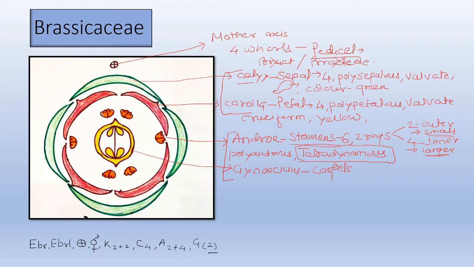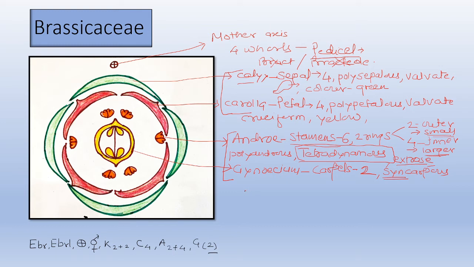Then, are these stamens extrorse or introrse? In this case, as they are pointing towards the outer side, we call these stamens extrorse type. Then next is carpels. We will count the number of carpels. The number of carpels is 2. They are 2 in number, but as they are fused, we call them syncarpous. Syn means fused. So both the carpels are fused with each other.